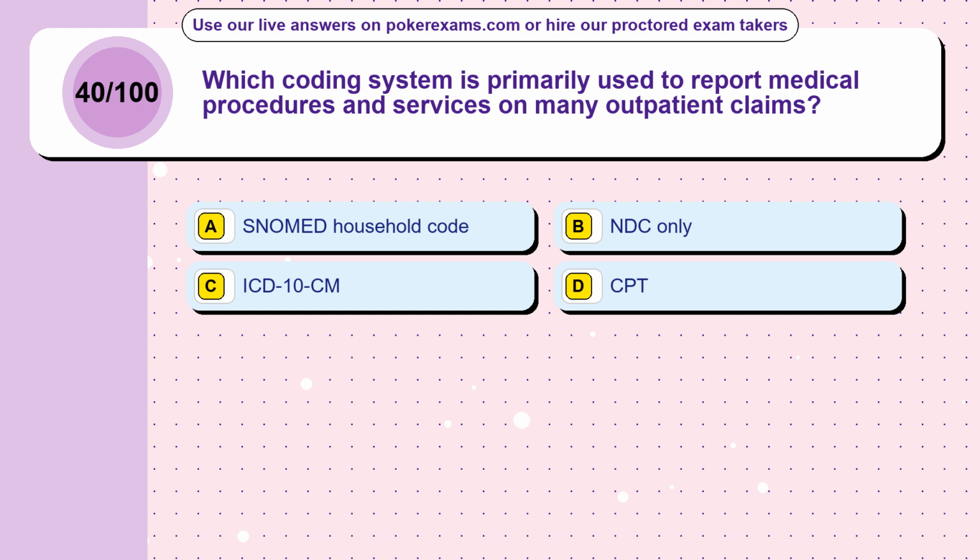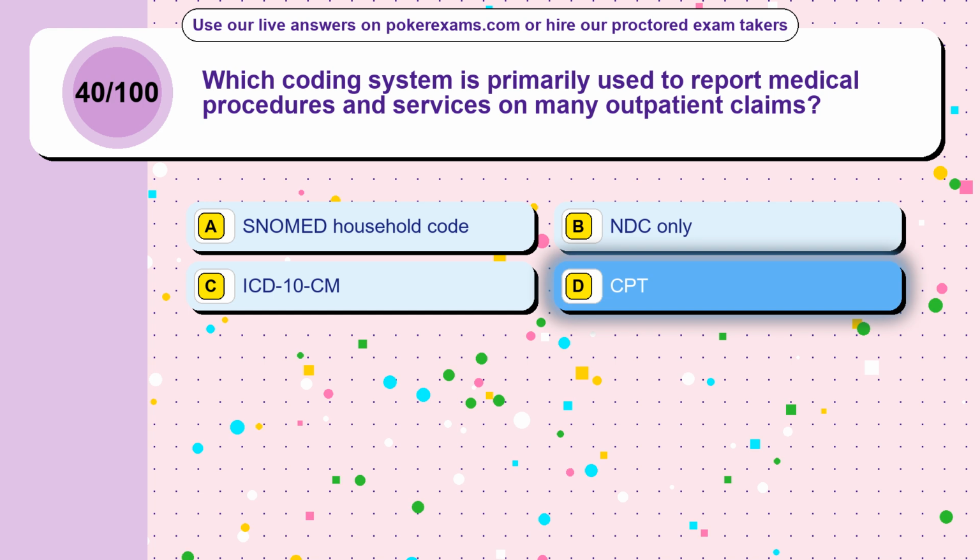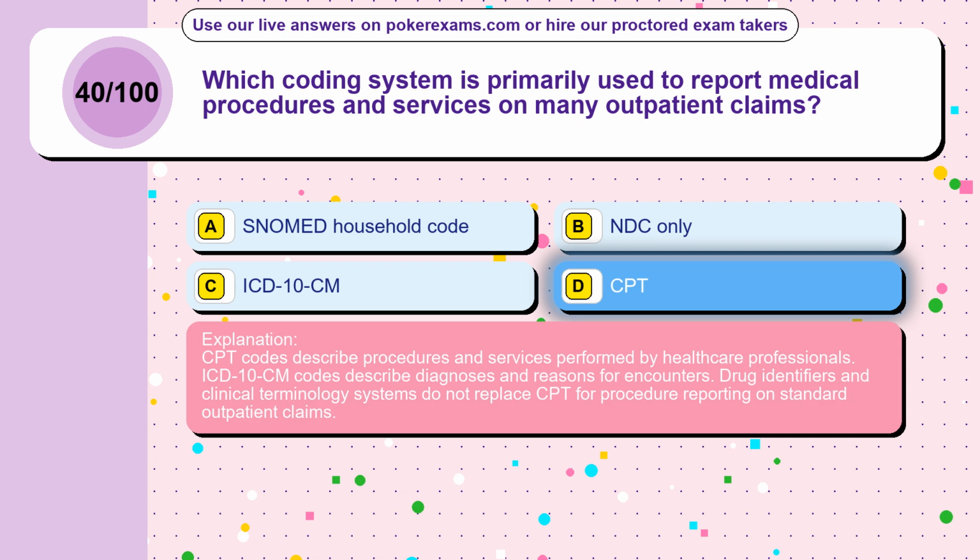CPT. The correct answer is option D. CPT. CPT codes describe procedures and services performed by healthcare professionals. ICD-10-CM codes describe diagnoses and reasons for encounters. Drug identifiers and clinical terminology systems do not replace CPT for procedure reporting on standard outpatient claims.